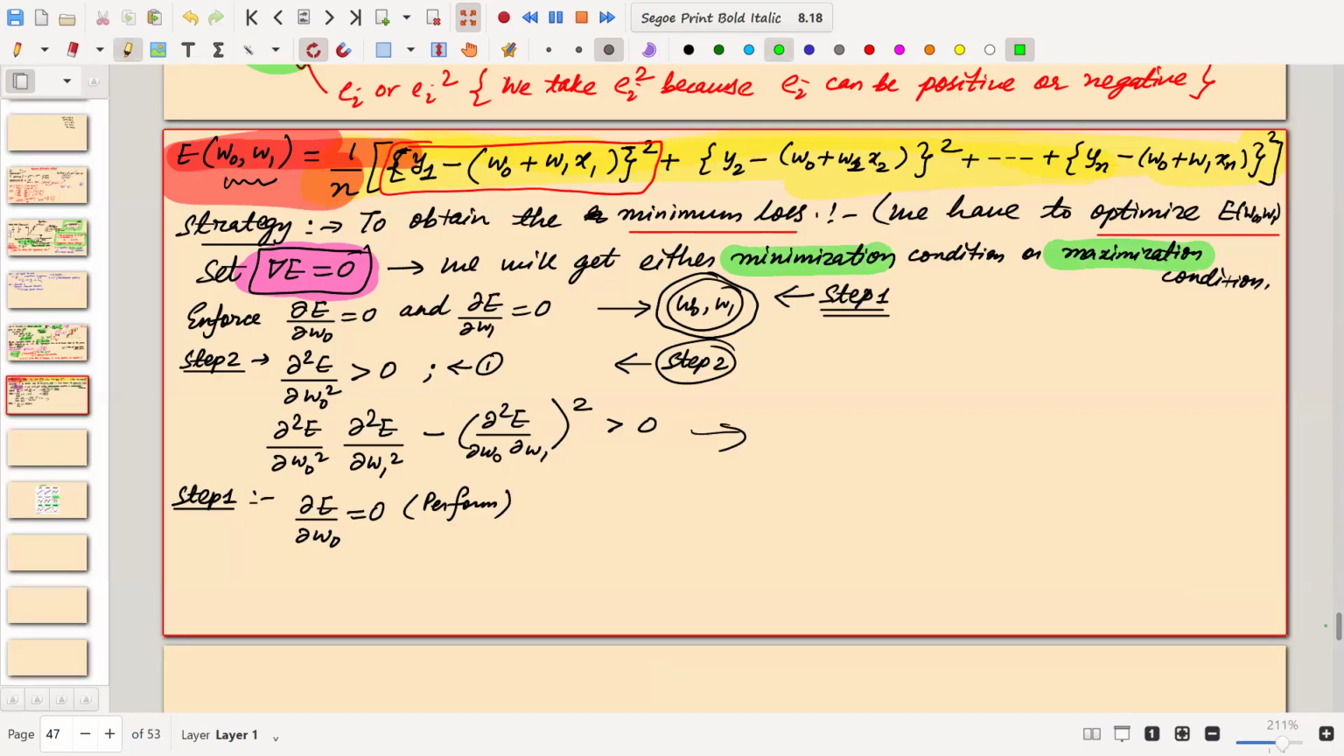To put the minimization condition, what you have to do? Enforce this step 2: the double partial derivative with respect to the first variable should be greater than 0. And the Sylvester criterion here: the determinant of the Hessian, grad 2 E, is greater than 0.